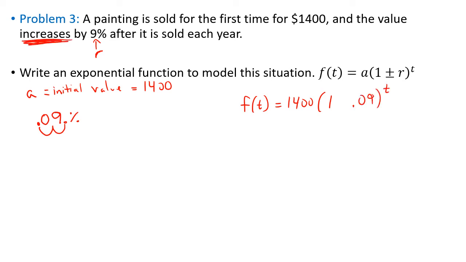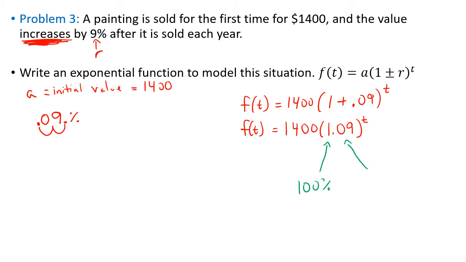Well, this problem says it increases, so we need the plus sign because this is a growth. So this is one way to write your problem. An equivalent equation would be this, where you actually add the 1 and the 0.09, getting 1.09 to the t. Keep in mind that the 1 is referring to 100%. The 0.09 is referring to 9%. That's why this is a growth of 9% per year. These are equivalent. These are both ways you could write the equation.